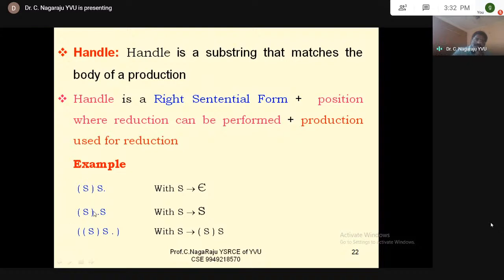That means I had seen the productions within the bracket, but I did not see this. That's why here the handle is S. So that is the S, like the stack pointer. The pointer that is specified within the string is the handle.